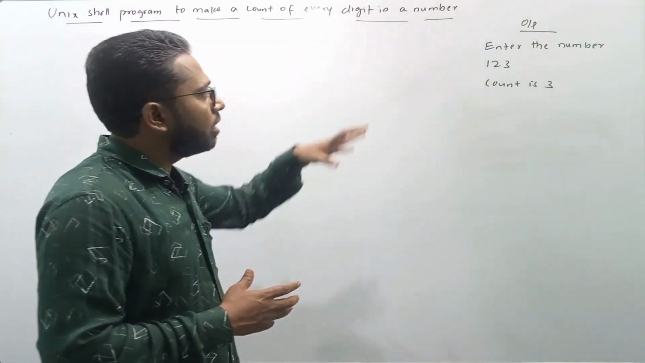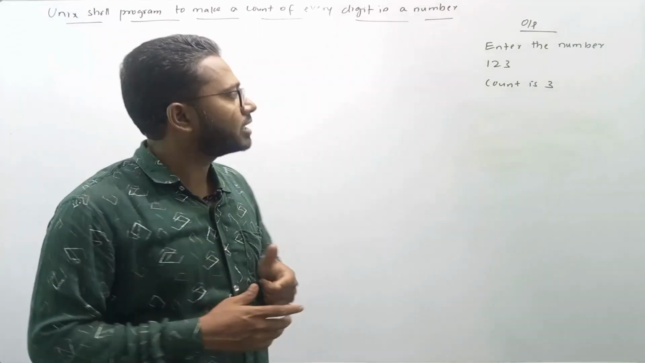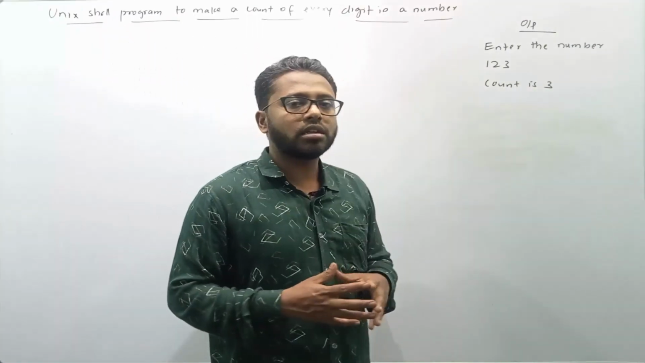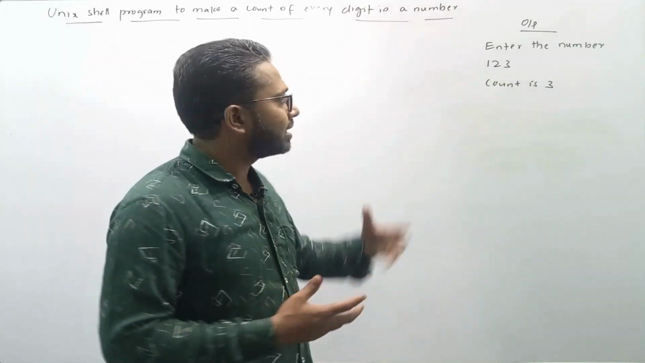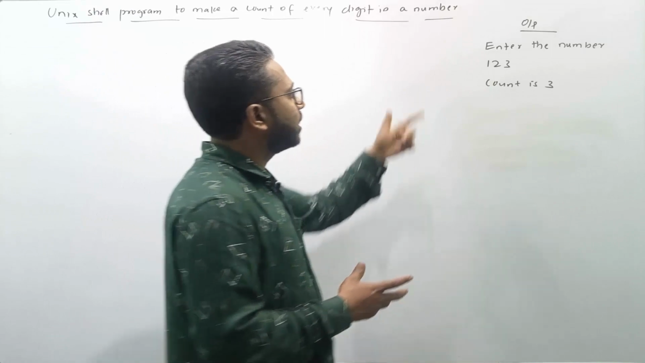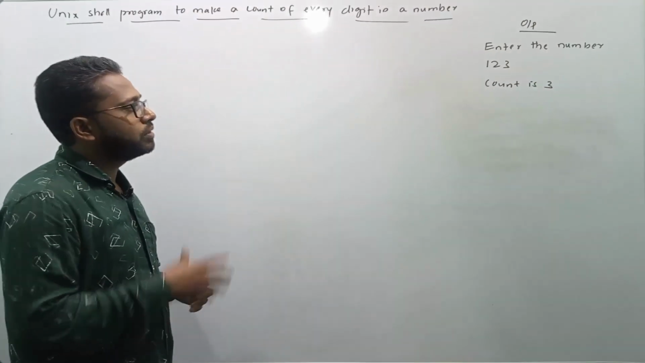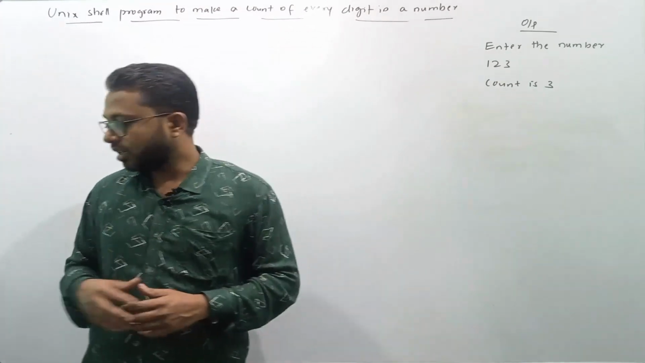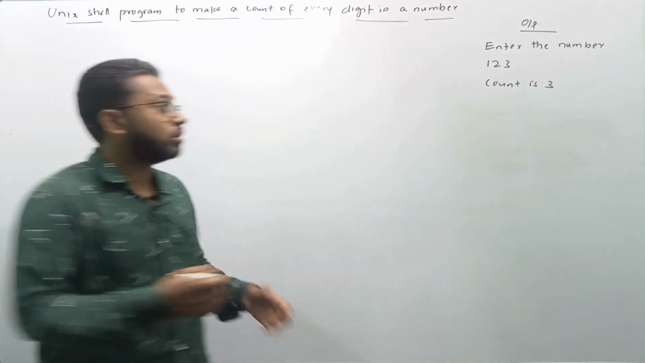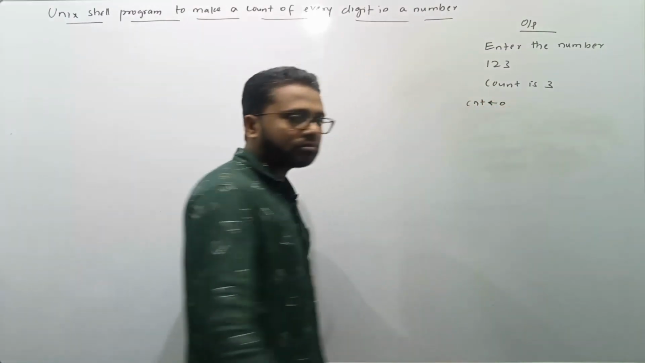As you can see on the board, I have already written down the output of this program, and when this program gets executed, it will ask the user to enter the number. Now let us suppose the user has entered 123, then the program should show the output as count is 3. To get this output, first you need to initialize a variable called count. Count is equal to 0.